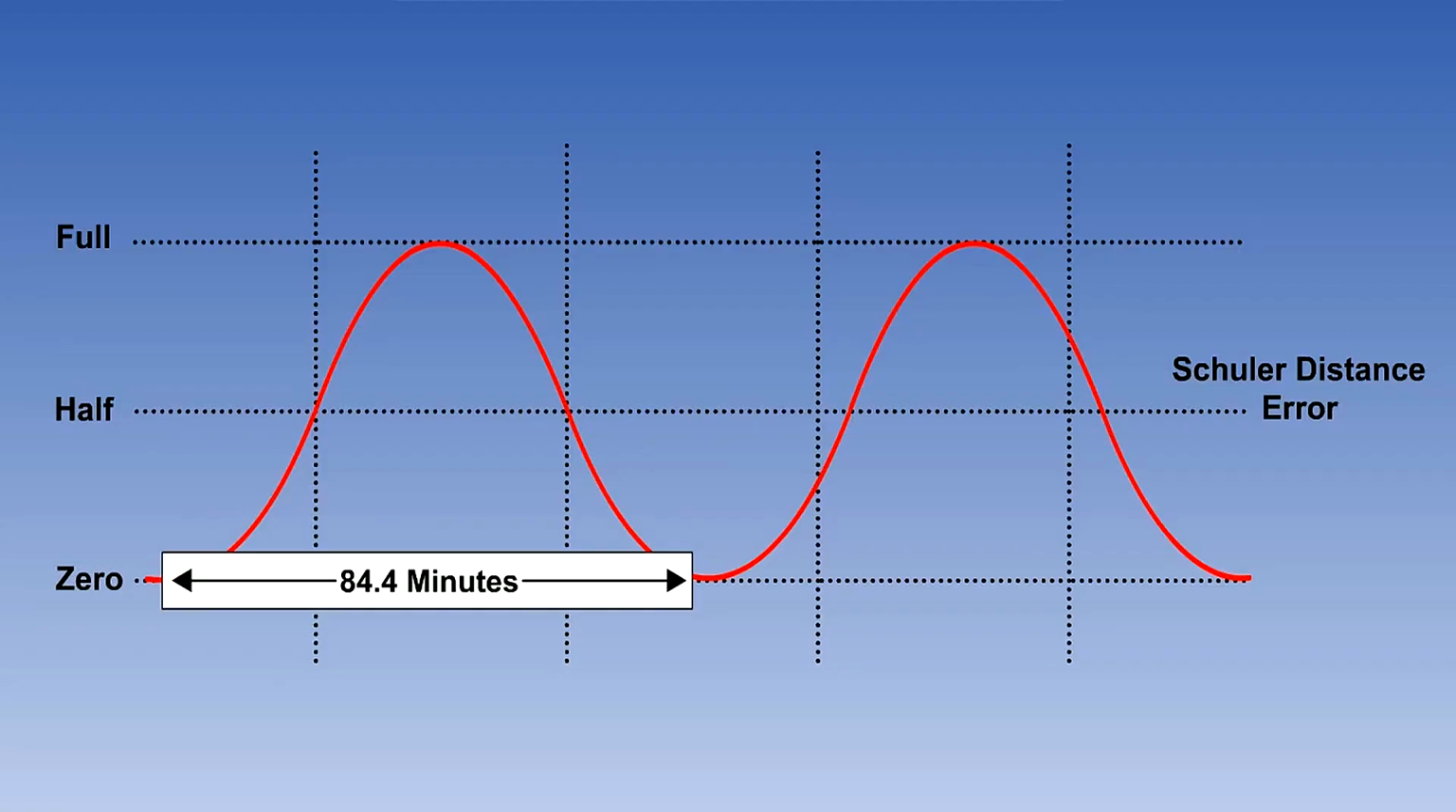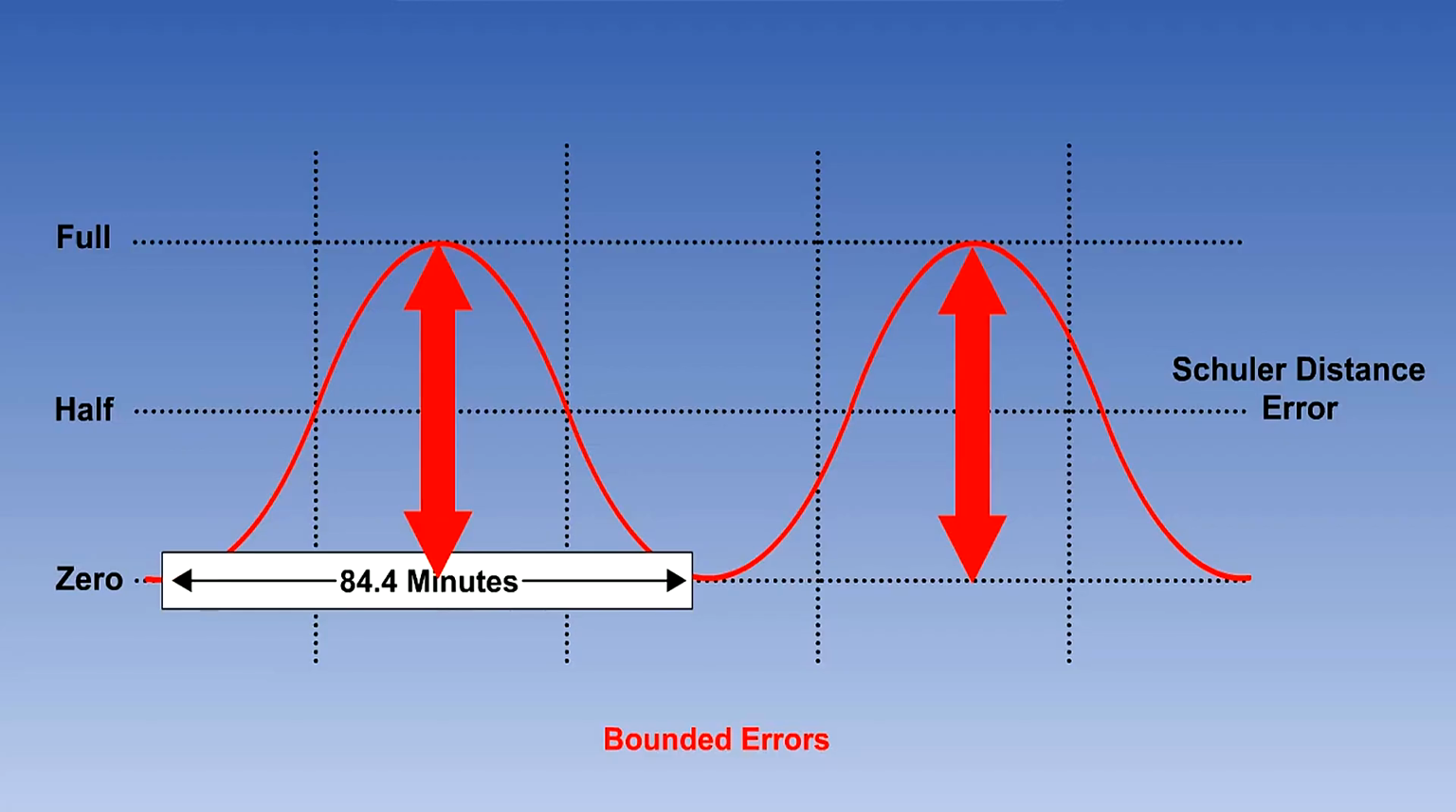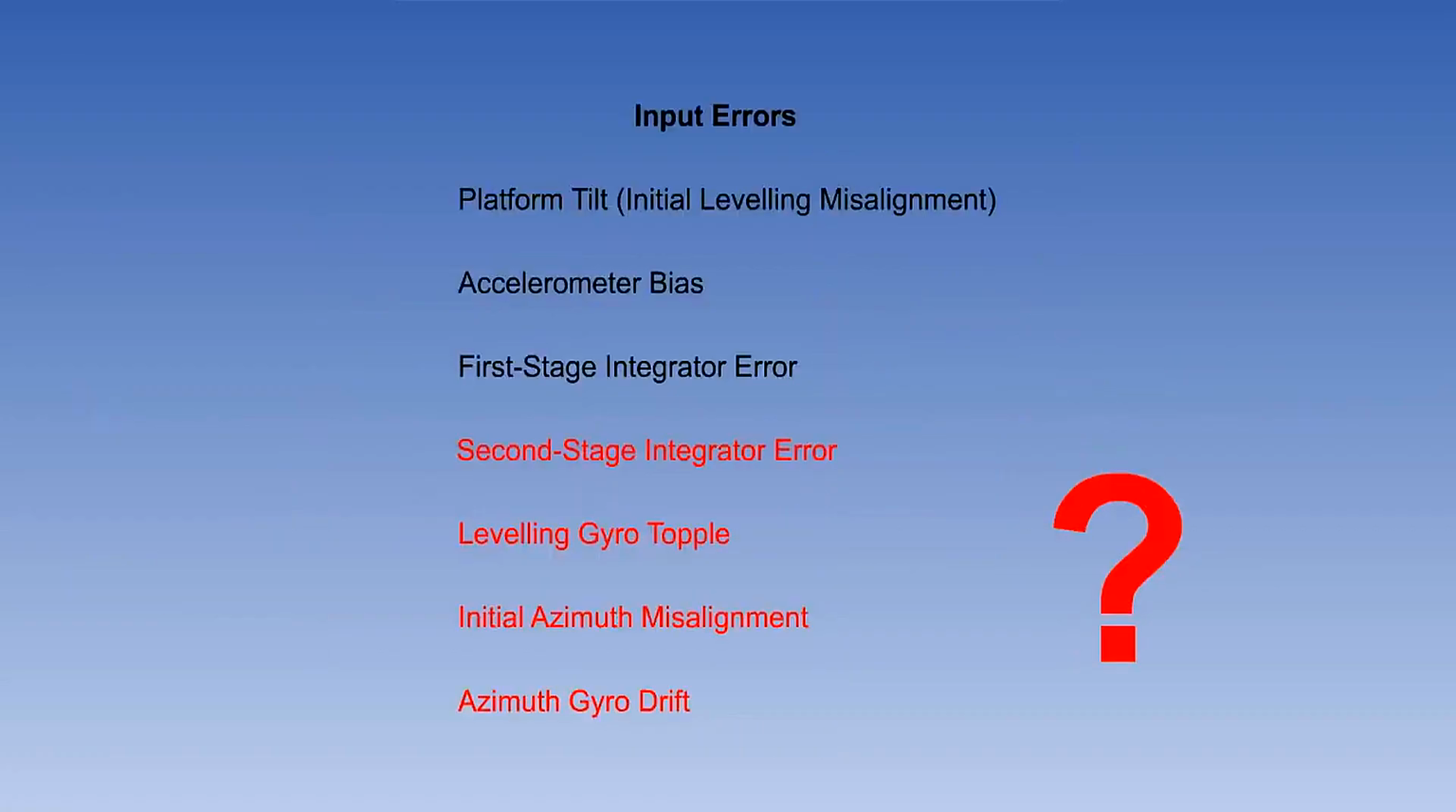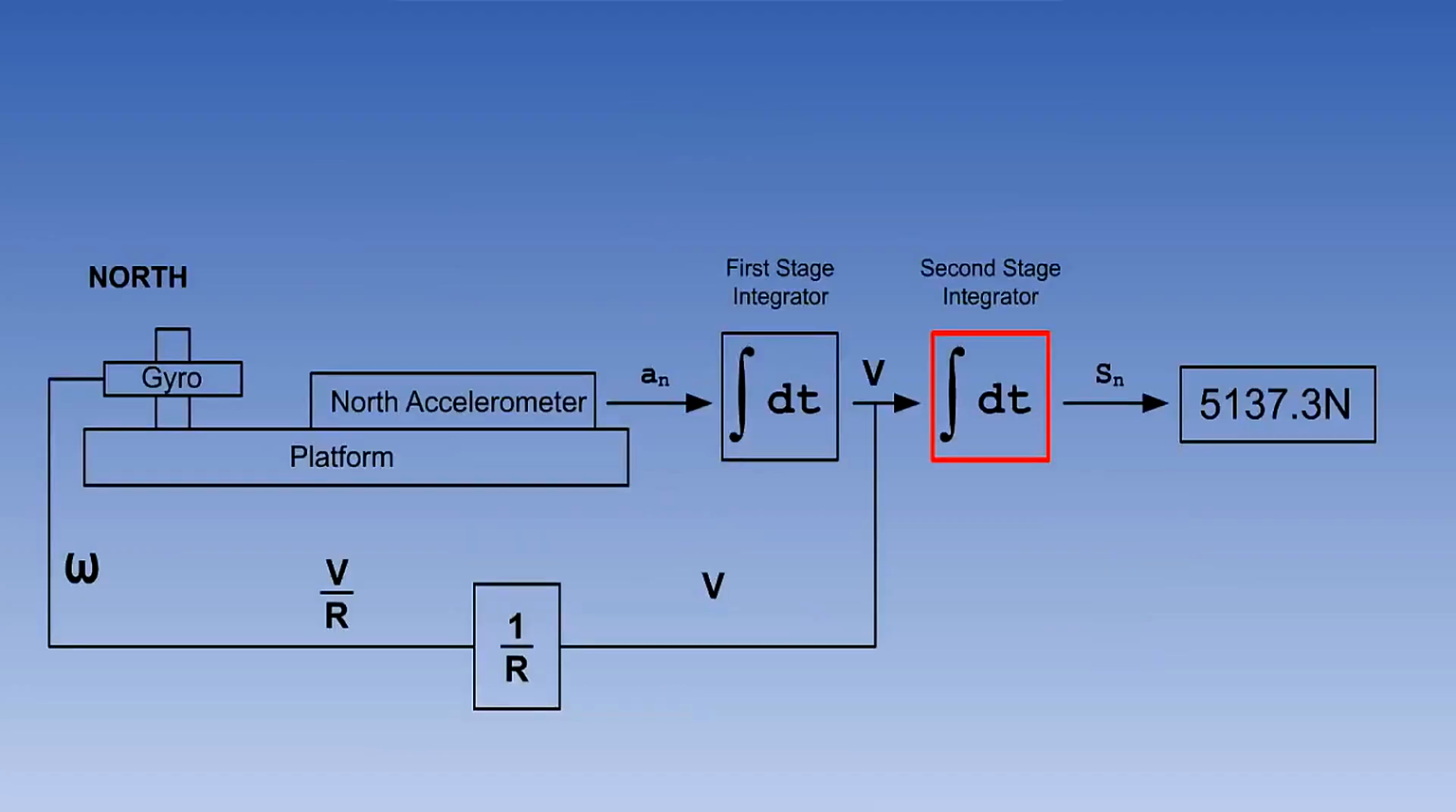Let's look at what could cause a velocity error. As we have seen, the platform might not be level. Secondly, there might be an accelerometer bias. And finally, there might be first stage integrator error. These are the only three. The combination of contributions from all three gives us a Schuler error. These errors are also known as bounded errors because they do not increase with time. We'll now go on to unbounded errors.